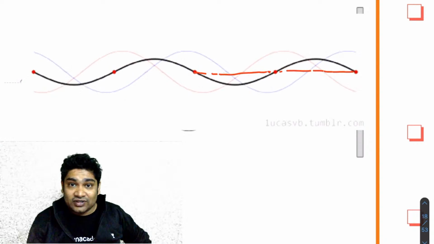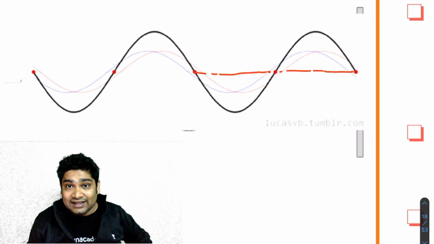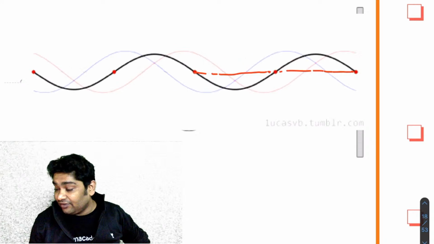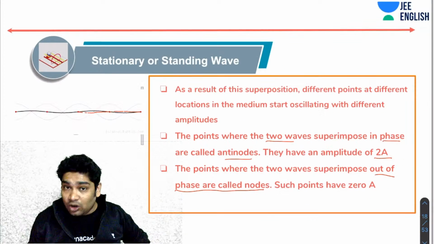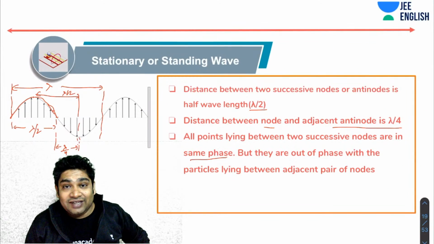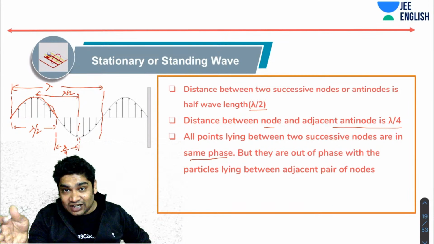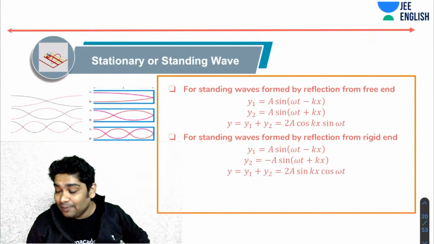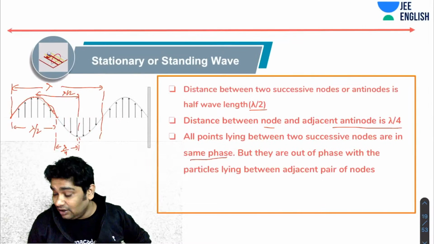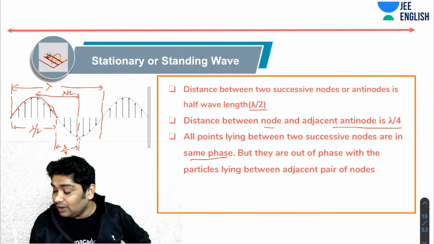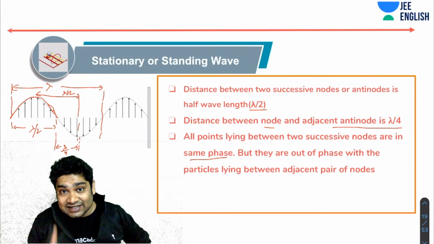All the points of a single loop always oscillate in the same phase, unlike a traveling wave. In a traveling wave, no two consecutive particles have the same phase. The same phase starts repeating itself only after a length of lambda. But here, all the points in one loop are always in the same phase.